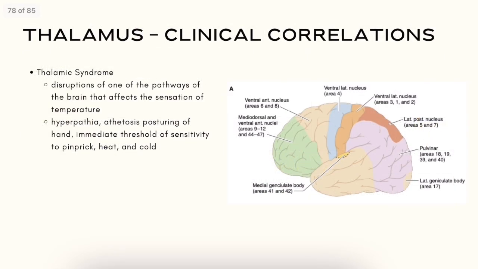So for the clinical correlations of our thalamus, what happens if there is a lesion in our thalamus or something happened to our thalamus? Well, we could have a thalamic syndrome, which is where disruptions of one of the pathways of the brain affects the sensation of temperature. When you get thalamic syndrome, you could get hyperpathia, athetosis, posturing of the hand, and an intermediate threshold of sensitivity to pinprick, heat, and cold. So it's mainly affectations in our temperature.